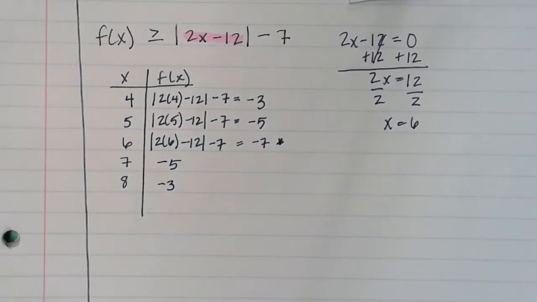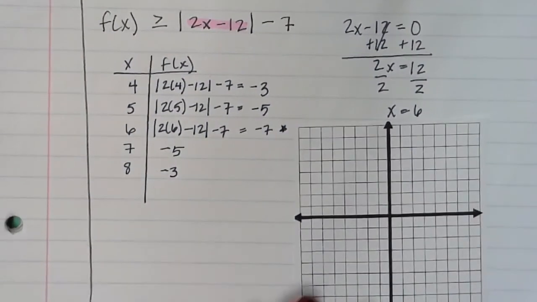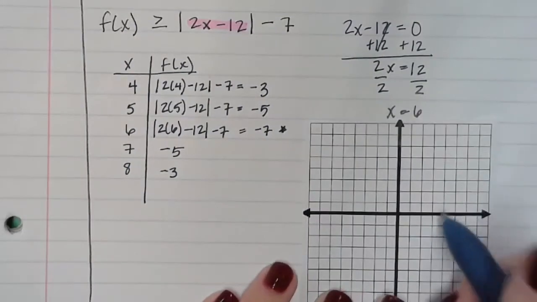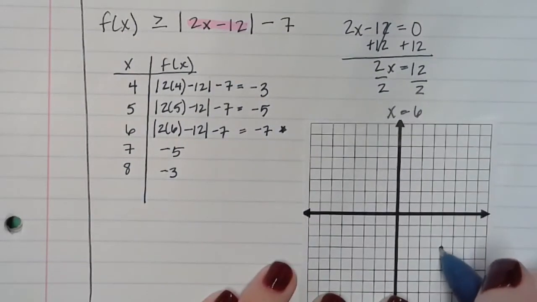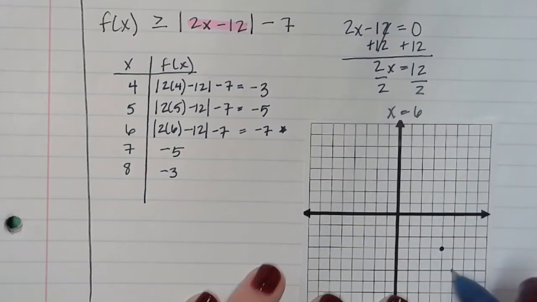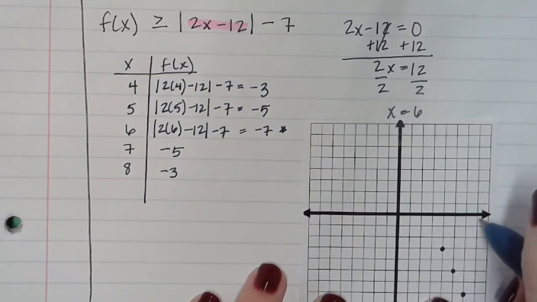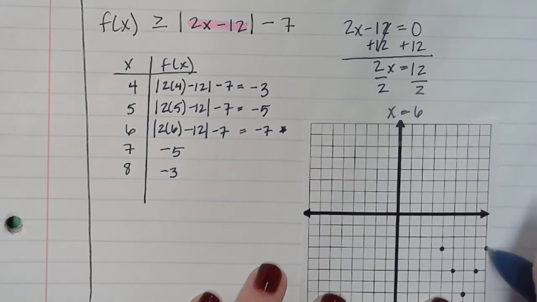Now I'm going to graph this inequality on the coordinate plane by plotting all of these points and then considering that inequality symbol to see if I should have a solid or dashed line. So 4, -3; 5, -5; 6, -7; 7, -5; and 8, -3.